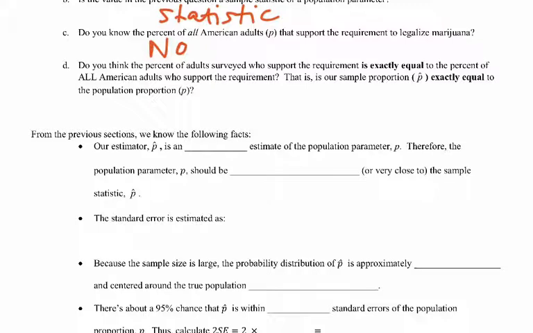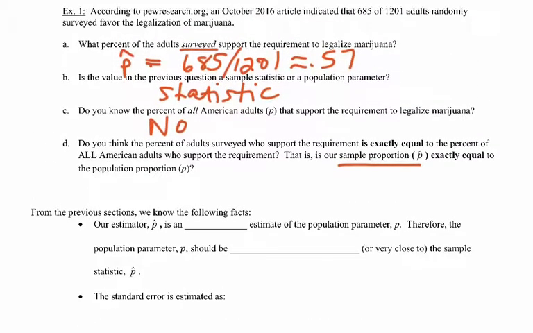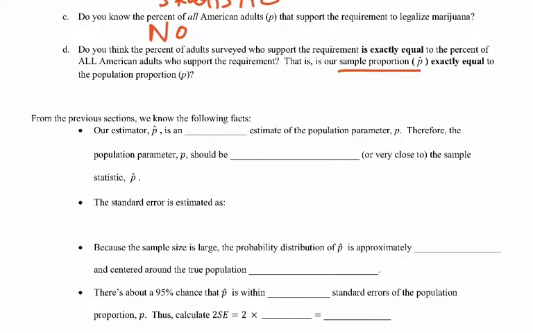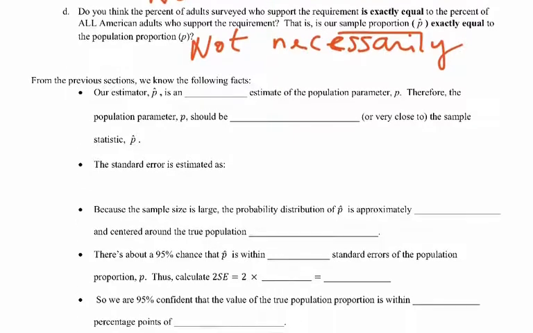In other words, is our sample proportion, that 57% that we got up here, going to be exactly equal to the population proportion P? And so the answer is no. I don't really have any way of saying for sure, but I don't think it necessarily would. So not necessarily. It might be close, and we want to try to get it as close as possible, but we can't say for sure that the sample proportion is the same as the population proportion.